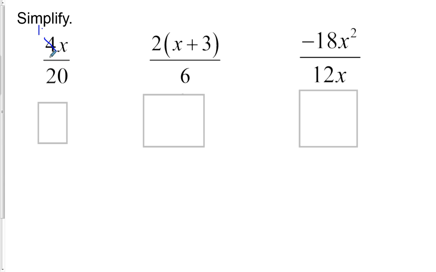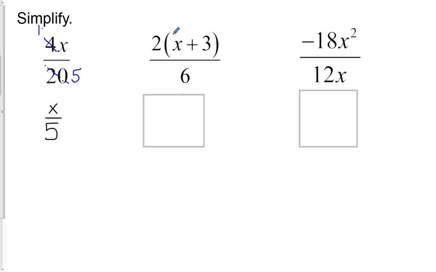But now I divided by 4 here. I need to divide by 4 here, which will get me 5. So usually I cross out and I either rewrite a number next to it or below it. And now that's it. Now we have x. Nothing can cancel with x here. So this is 1x over 5, or I'd write it as x over 5.